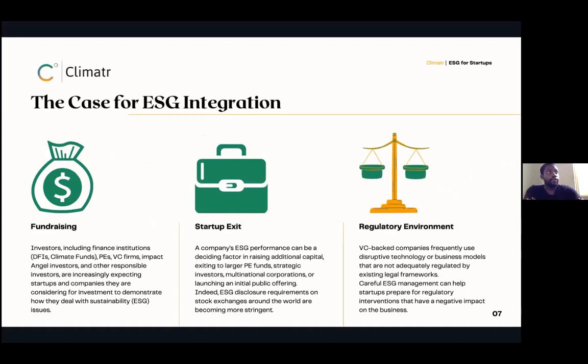So other factors that help us make the good business case for ESG is also when it comes to fundraising. If you are actively fundraising right now as a founder and you're familiar with the fundraising space, with venture capital firms and the likes, you will notice a growing trend within the ecosystem that even investors, including DFIs, climate funds, private equity firms, and even impact angel investors, are increasingly beginning to expect the startups and companies that they're investing in to demonstrate clearly how they are dealing with sustainability, especially within the context of ESG.